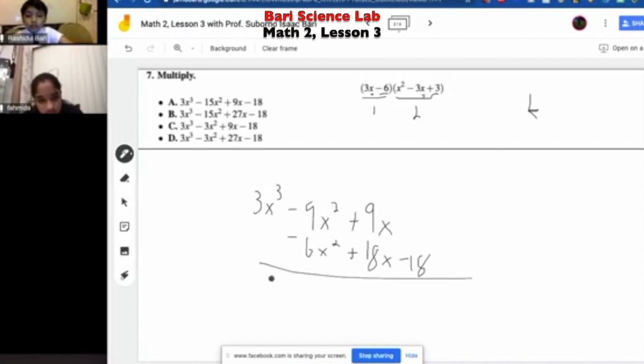So let's add these together. 3x cubed, which walks a lonely road. Now what is negative 9x squared minus 6x squared? Minus 9 minus 6. They're the same sign. So what would that give you? Negative 9, negative 6 would give you negative 15, since they're both negative, they're not going to be any positive. It's fine. It's just learning. What is 9x plus 18x? Okay, 27x. And the negative 18 doesn't have a partner.